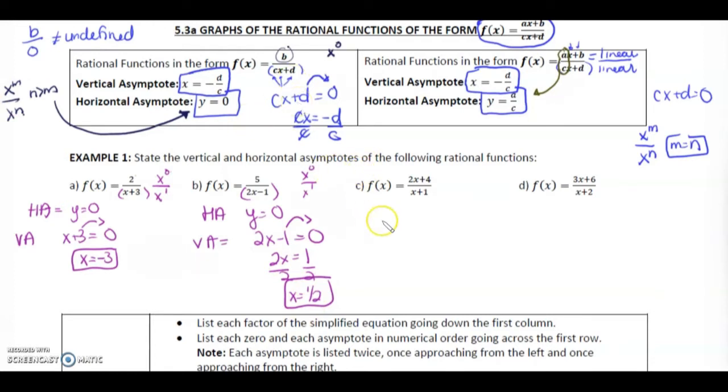Okay, C. Horizontal asymptote. We have an x to the 1 over an x to the 1. As soon as m equals n, we take the coefficients here. So our horizontal asymptote is y = 2 over 1, or just 2. And our vertical asymptote is x + 1 = 0. We bring over the 1. It occurs at x = -1.